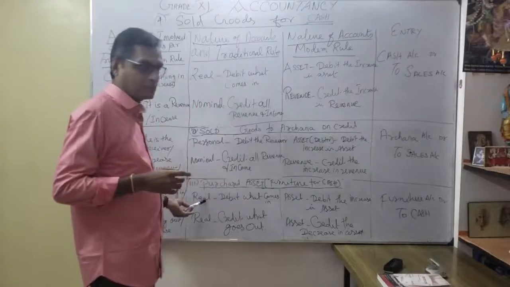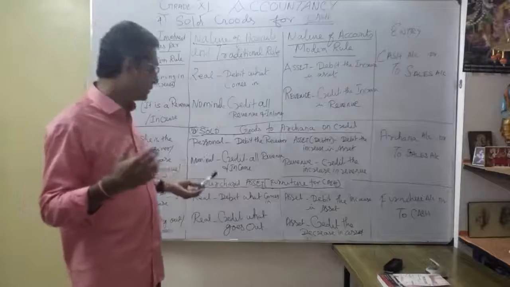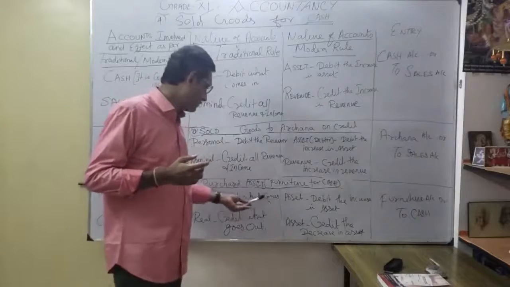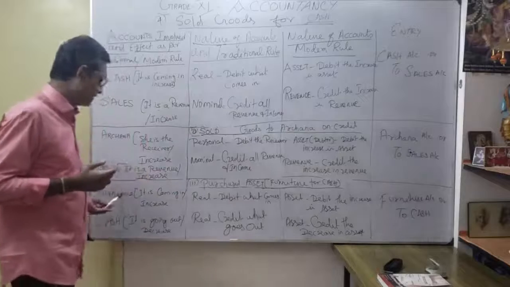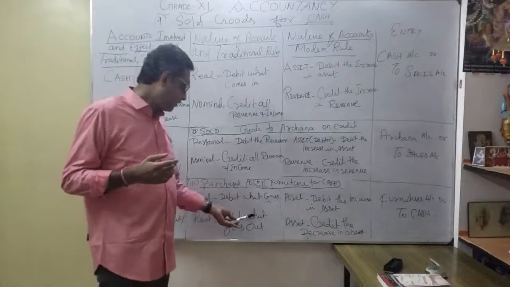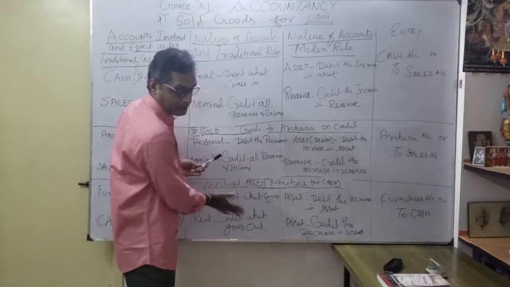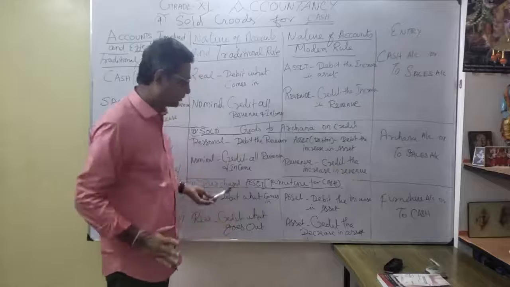Furniture is a real account, because it comes under asset. So debit what comes in, according to furniture. Then cash is also a real account. Credit what goes out, as cash goes out. Both are real accounts, so the rule is applicable to both, debit and credit. You understood here?